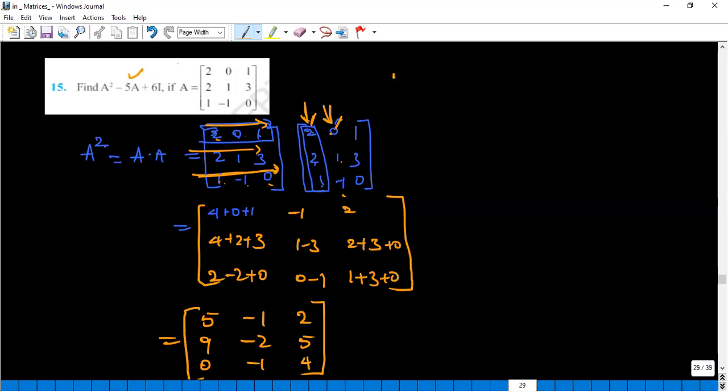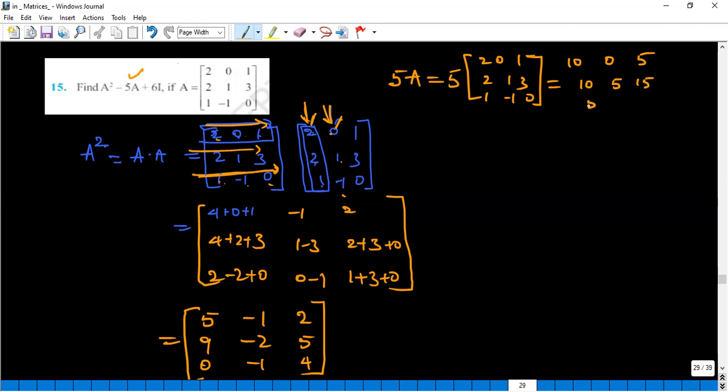We wanted to find 5A, a scalar multiplication. 5 into matrix A, which is [2, 0, 1; 2, 1, 3; 1, -1, 0]. Just send the 5 inside and multiply with all the elements. You get [10, 0, 5; 10, 5, 15; 5, -5, 0]. This is the 5A matrix, and 6I is nothing but multiplying the 6 with the identity.